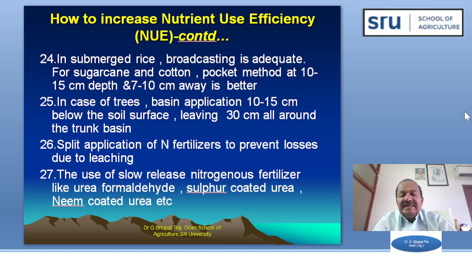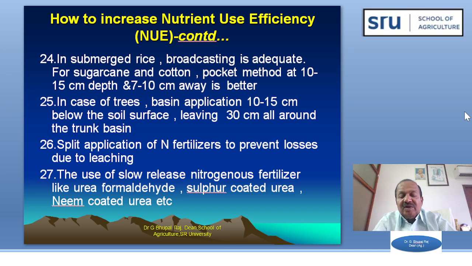In sugarcane and cotton, broadcasting is adequate. Packet method at 10 to 15 centimeter depth and 7 to 10 centimeter away is better. In case of trees, basin application 10 to 15 centimeters below the soil surface, leaving 30 centimeters all around the trunk, is recommended. Split application of nitrogen fertilizers is recommended to prevent the losses due to leaching.